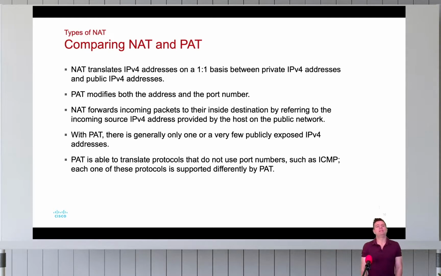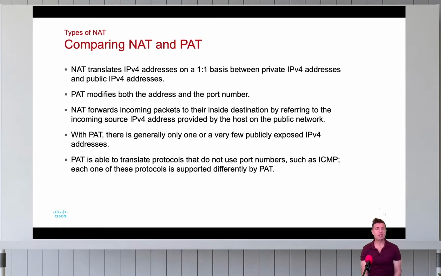So let's compare NAT and PAT. NAT translates IPv4 addresses on a one-to-one basis between private IPv4 and public IPv4 addresses. So whether it's static NAT or dynamic NAT, it's always a one-to-one mapping. Now PAT makes use of both an address and a port number, so it's able to overload an address. Now NAT forwards incoming packets to their inside destination by referring to the incoming source IPv4 address provided by the host on the public network.